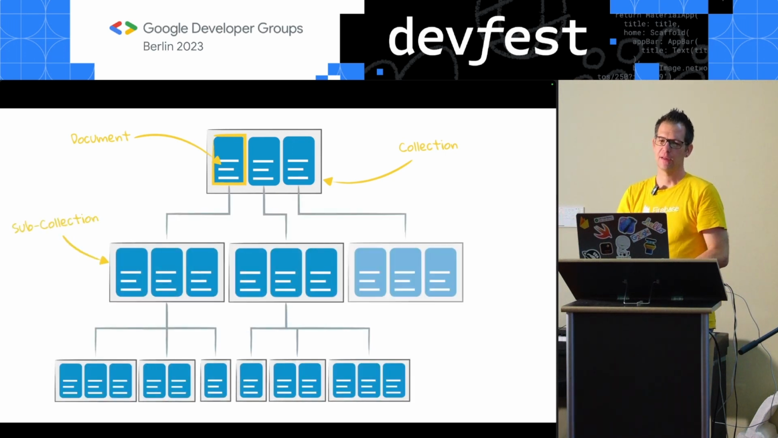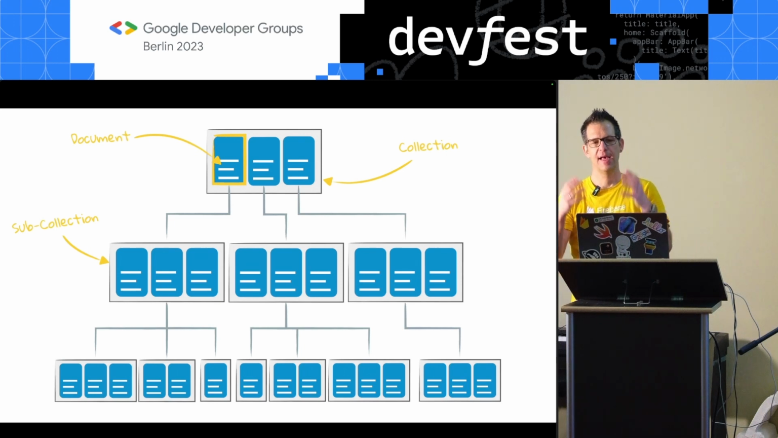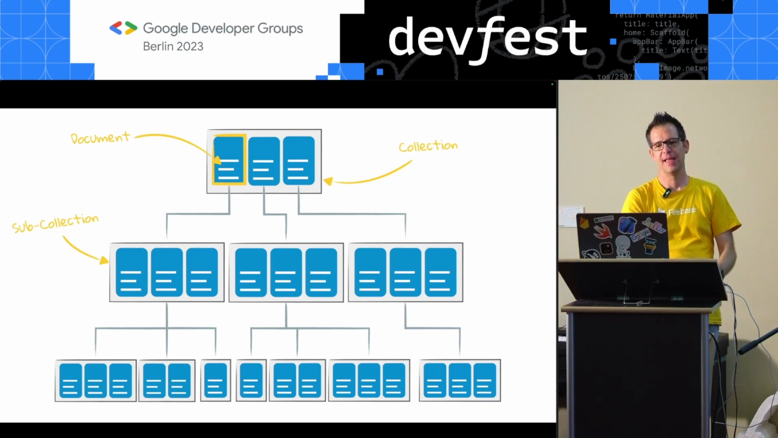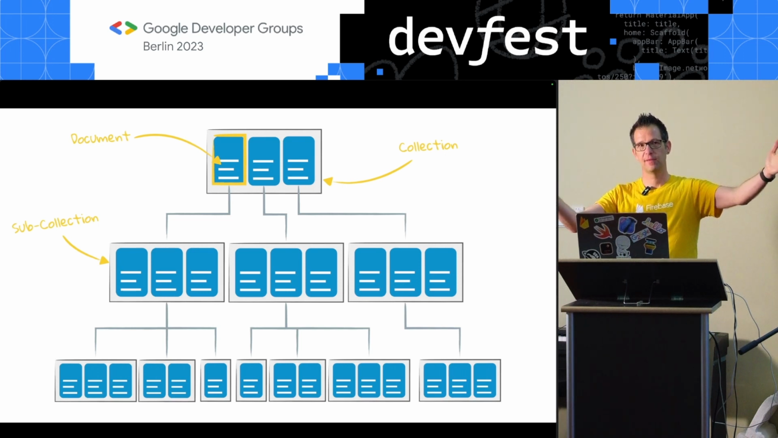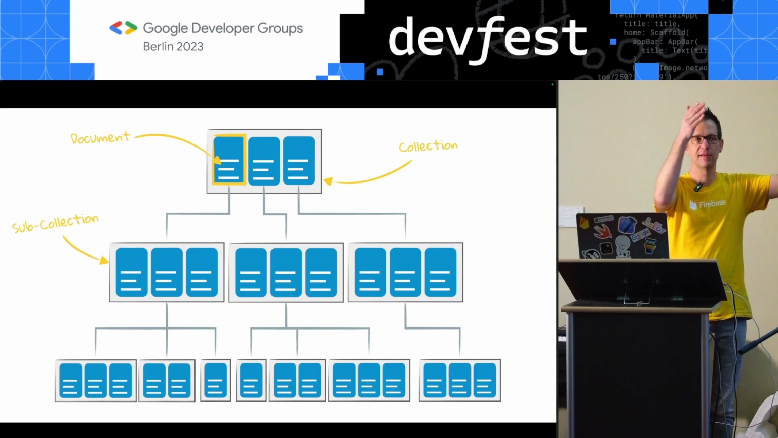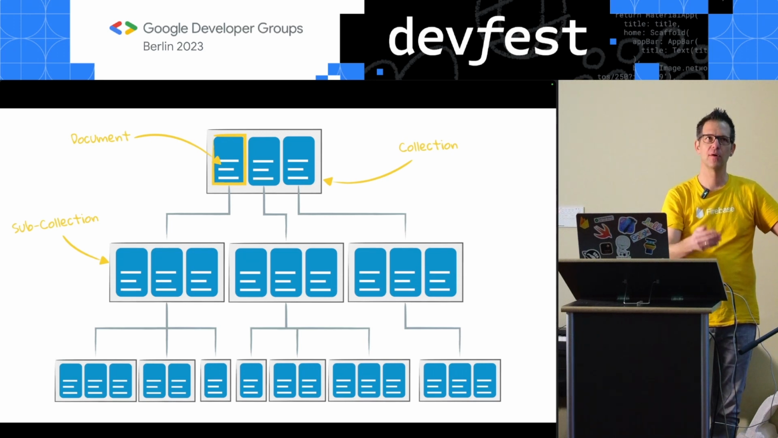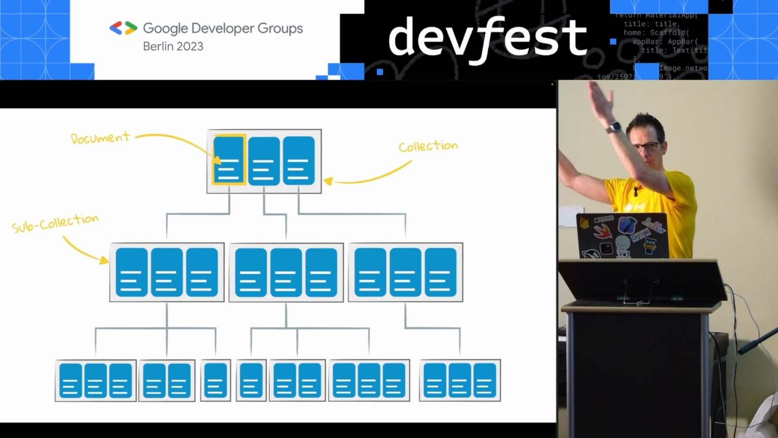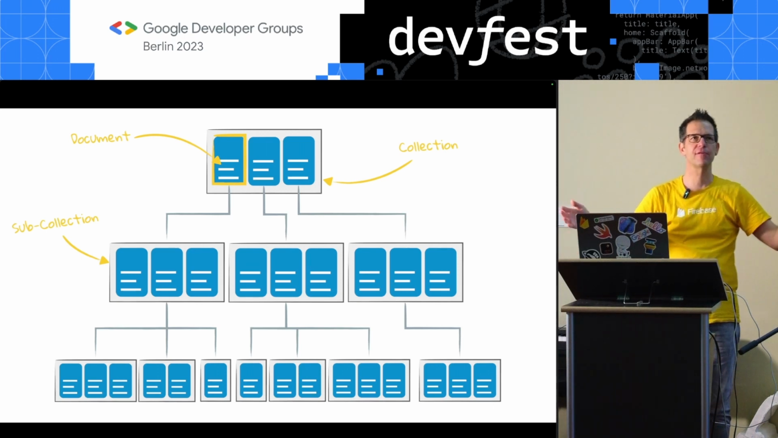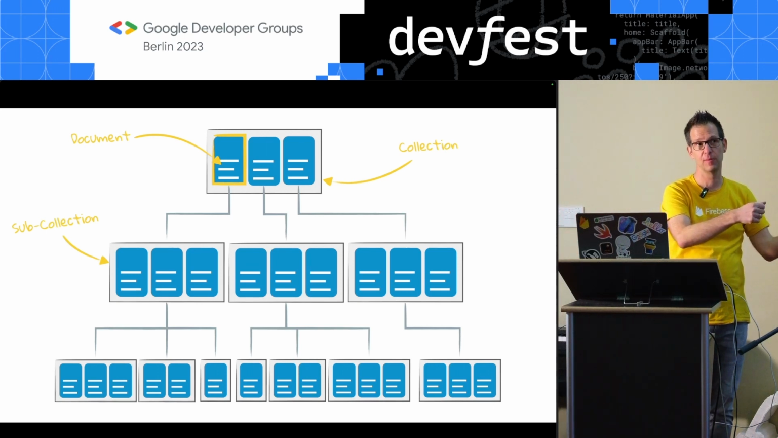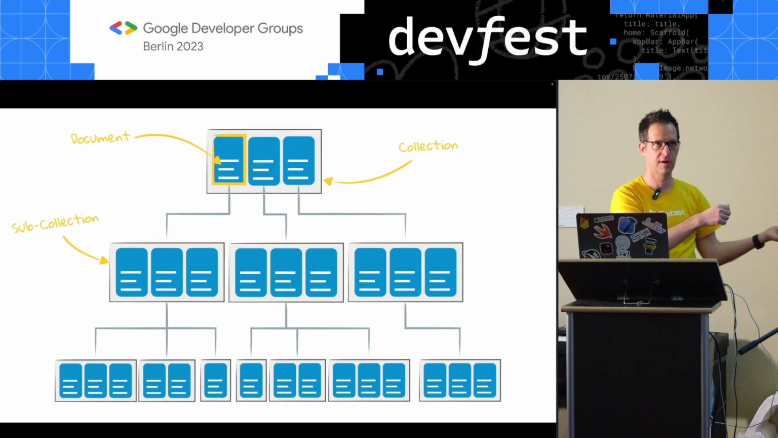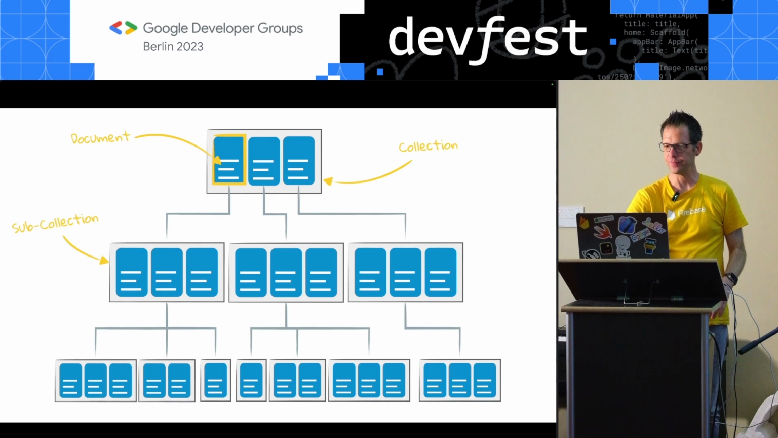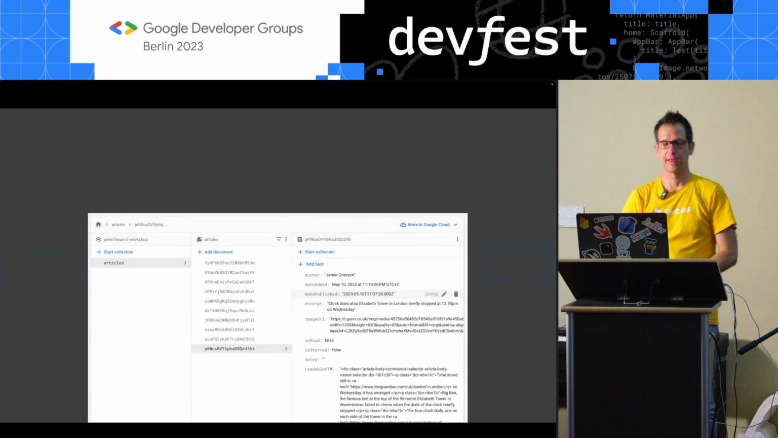And the way nesting works in Firestore is that a document can contain a subfolder, a subcollection, sorry, and that subcollection contains documents, and each of those documents can contain subcollections again. So it's always document, collection, document, collection, right? You can never put a document into another document or a collection into another collection. It always has to be alternating.